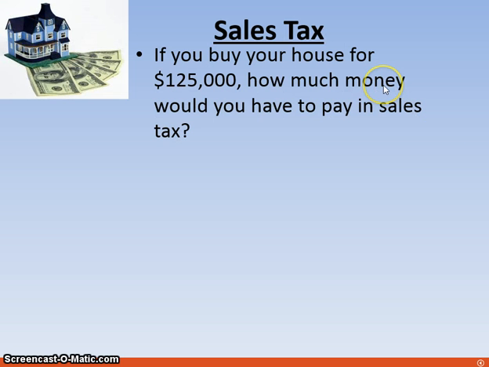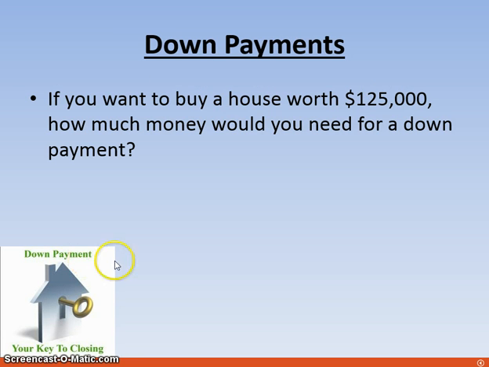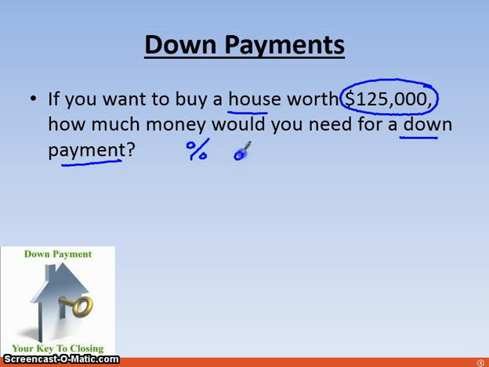Let's now look at a real-world application. If we want to buy a house, so we're buying a house, and it's worth $125,000, how much money will we need for a down payment? Now remember, a down payment is a percent of a cost. Do you remember what percent a down payment typically is? Not always, but typically. That's right, 20%.